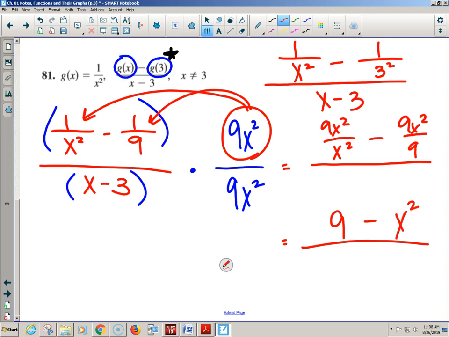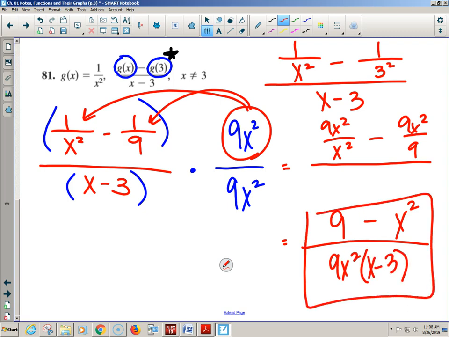And what's on the bottom? I like putting the monomial in front of the binomials just because of order. Wait. Ooh, isn't that a difference of squares? And couldn't it be 3 minus x and 3 plus x, and one of them looks a lot like that one, and maybe they simplify?